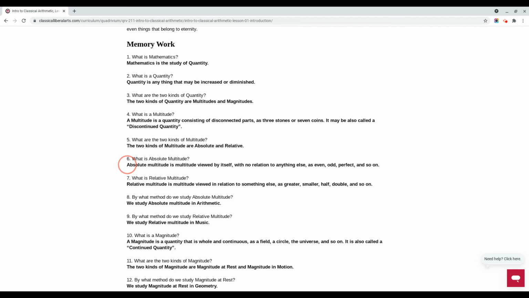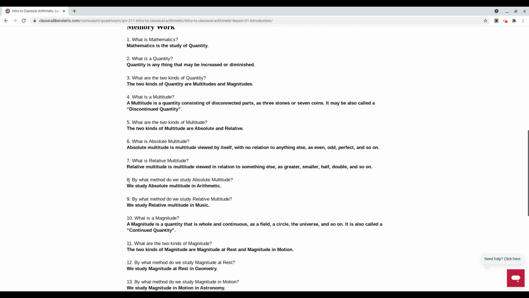An even multitude, such as the number 2. An odd multitude, such as the number 5. A perfect multitude, such as the number 6, and you'll learn about this later. Question 7. What is relative multitude? Relative multitude is multitude viewed in relation to something else, as greater, smaller, half, double, and so on.